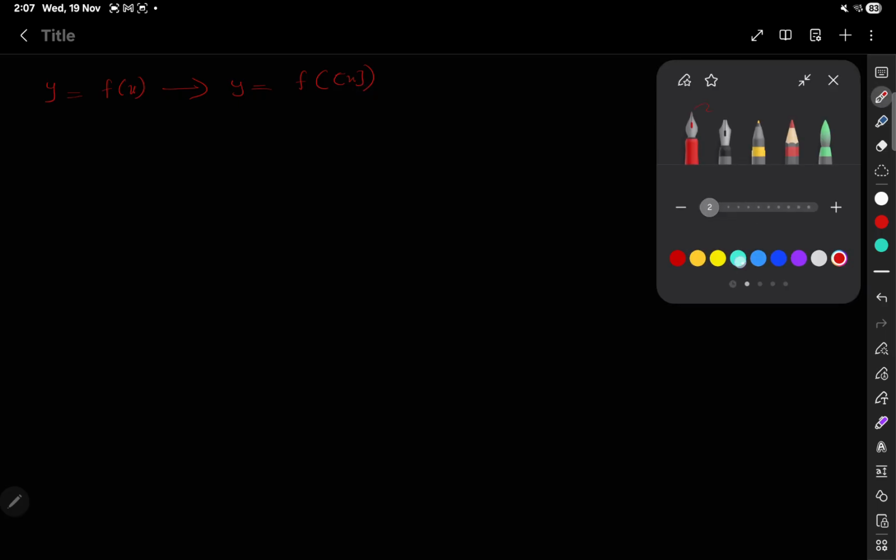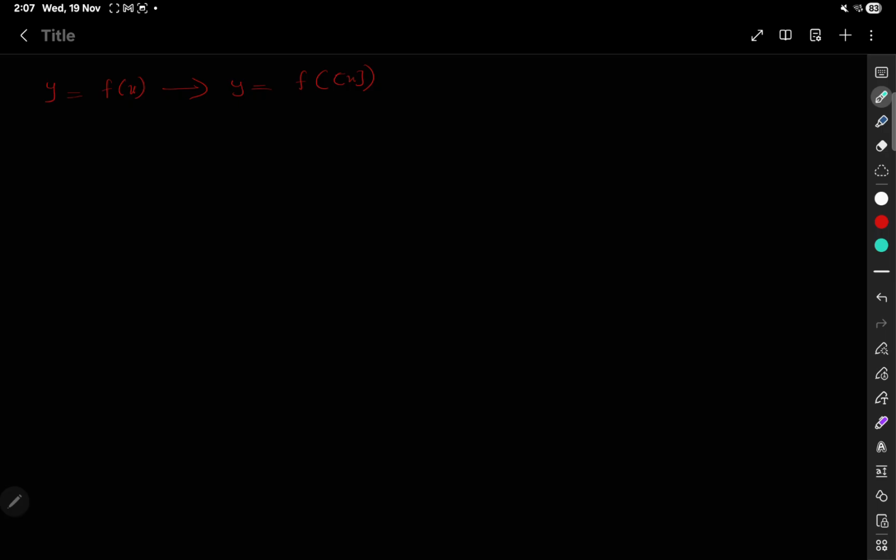First transformation is y equal to f of x transforms to y equal to f of step x. Okay, so how to do this transformation? What we need to do is mark integers on the x-axis.